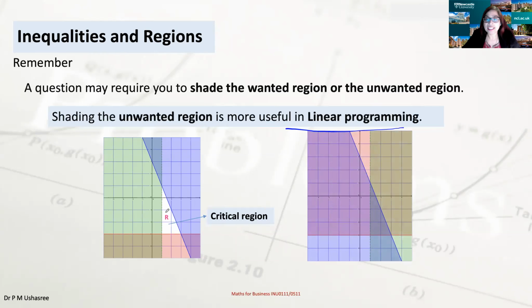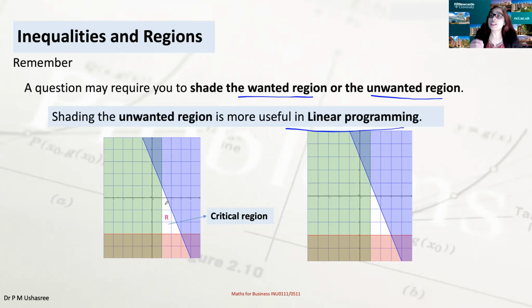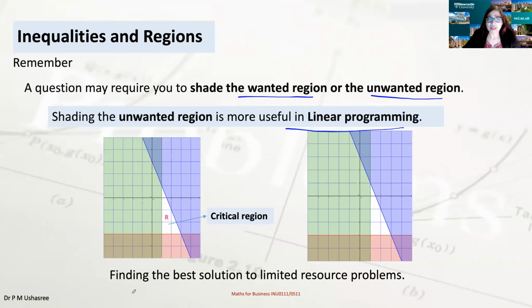And this region is called the critical region. This was our initial shading rule because we were shading the wanted region, and now we want to shade the unwanted region. And this white, unshaded region, when we shade the unwanted region, is called the critical region. Any point in this region is called a point in the critical region. And it is very, very useful in linear programming, to find the best solution to limited resource problems.